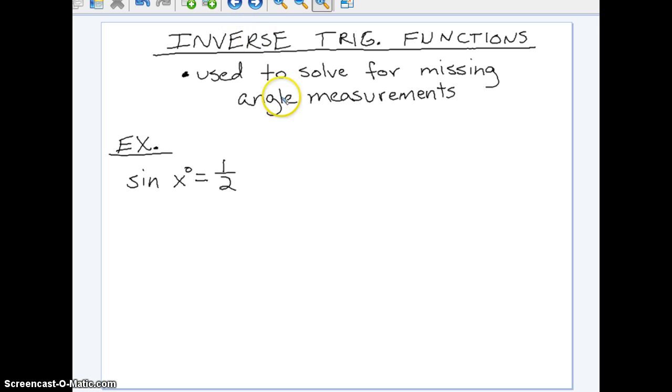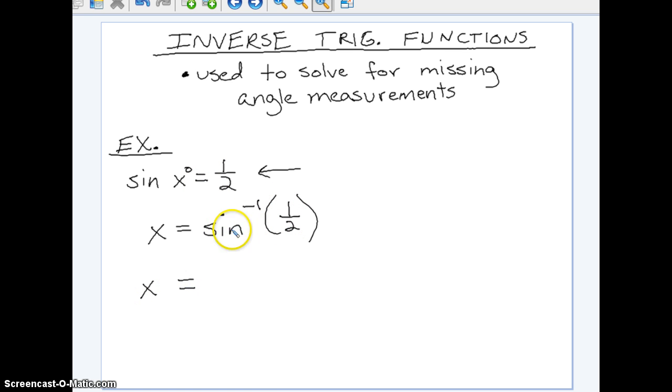There are ways you can find missing angle measurements using trig functions. You can use what's called an inverse trig function. So here's an example. The sine of some angle is equal to a half. You want to figure out what angle that is. So here's how you write this in inverse notation. X is going to be equal to the inverse sine of a half. The way you read that is the angle whose sine is a half.